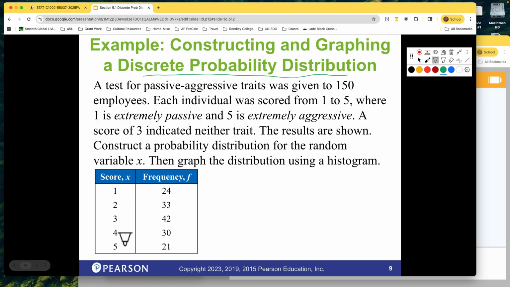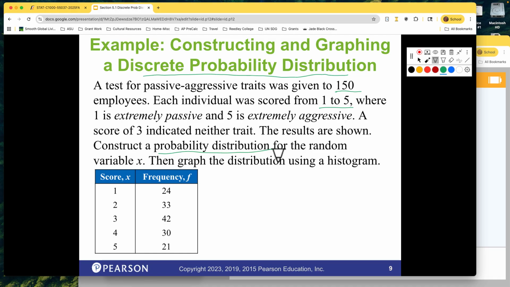So if we start off with a frequency table, this was for a passive aggressive test of traits. It was given to 150 employees, and each individual was scored on a scale of 1 to 5, where 1 is extremely passive, 5 is extremely aggressive. A score of 3 was sort of in between. The results are shown. Construct a probability distribution for the random variable X.